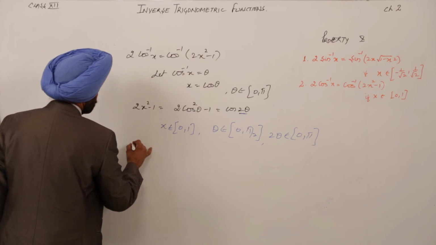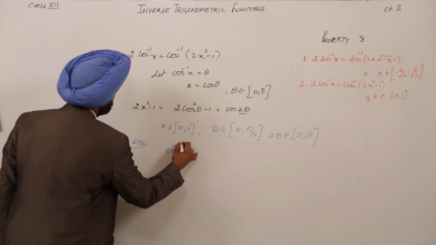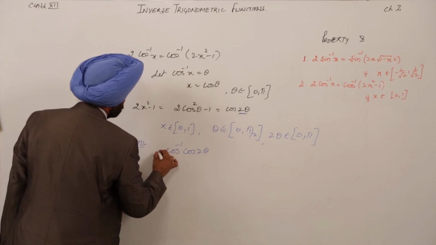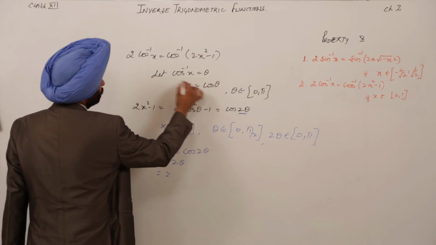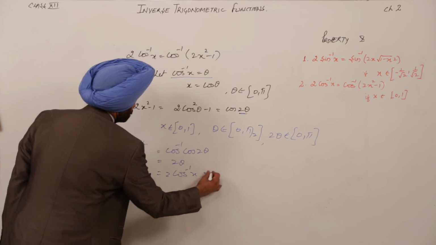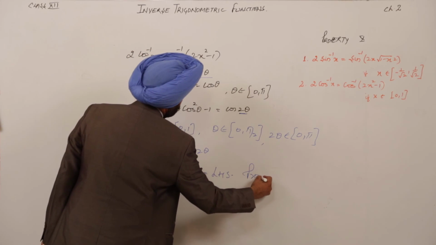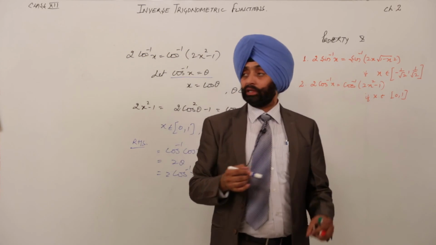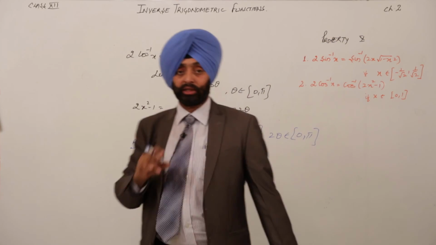So now what does the right hand side give? Cos inverse cos 2 theta, which is equal to 2 theta, and 2 theta is what? 2 cos inverse x, and this is equal to the left hand side. Proved. Okay, so both are quite simple properties. The thing is that we should be aware of the formulas which we have already done in class 11.